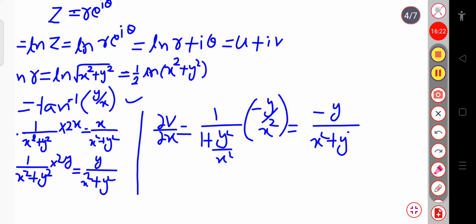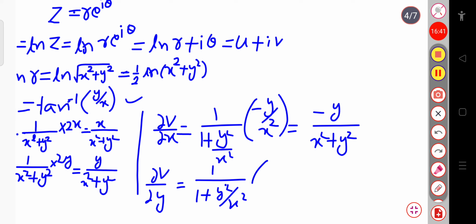Now ∂v/∂y will be equal to, you can see here, again 1 by (1 + y²/x²) into 1 by x. That will be equal to, only the x term gets cancelled, x divided by x square plus y square.